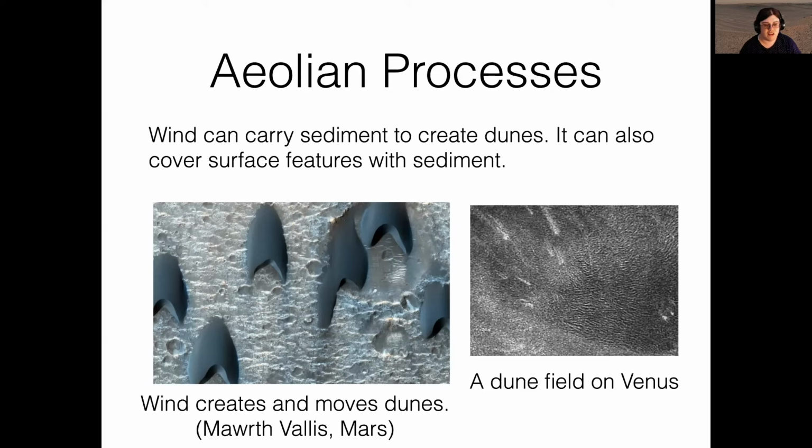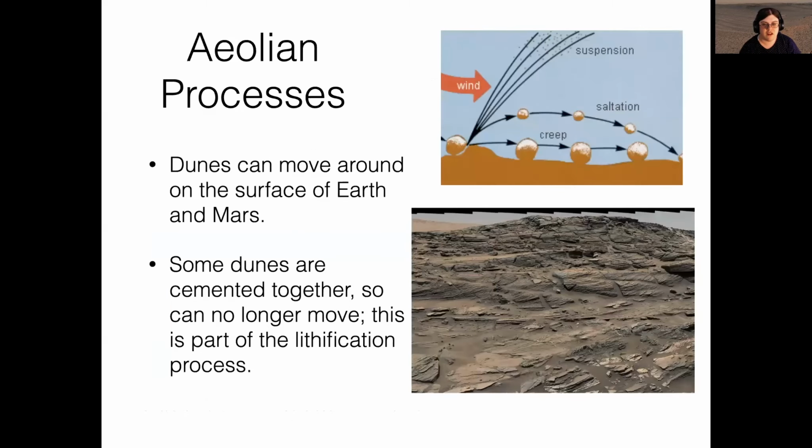And one of the cool things is that because these dune fields and ripple fields align with the wind, they tend to scatter radar in a very characteristic way, in a very directional way. So we can easily pick them out on Venus and Titan. So what is a dune doing?